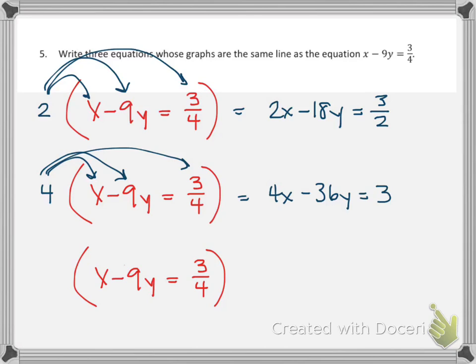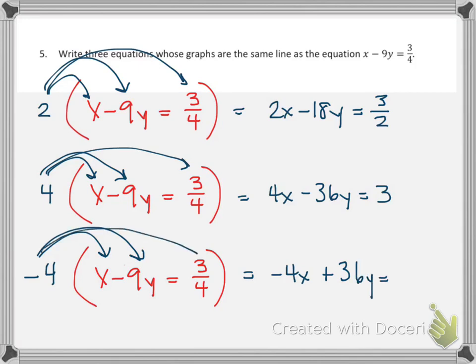That's a good one. And then, I don't know, let's do negative 4 because that was kind of cool to get rid of that fraction. So let's try the negative. Negative 4 times x is a negative 4x. And negative 4 times negative 9, that's a positive 36y. Oops, 36y. And that's equal to negative 4 times 3 is a negative 12. Negative 12 divided by 4 is a negative 3. So that's an equivalent equation. It's as simple as that.